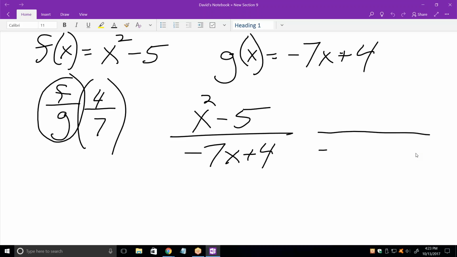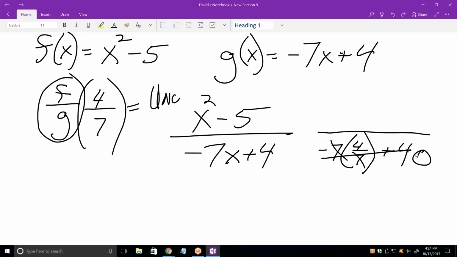I'm going to substitute 4/7 for x. That thing is now equal to 0. I get minus 4 plus 4. That goes to 0, and you cannot divide by 0. So I don't care what the numerator is. I got problems. The moment I am dividing by 0, that means there is a domain restriction on this. In other words, that is undefined.